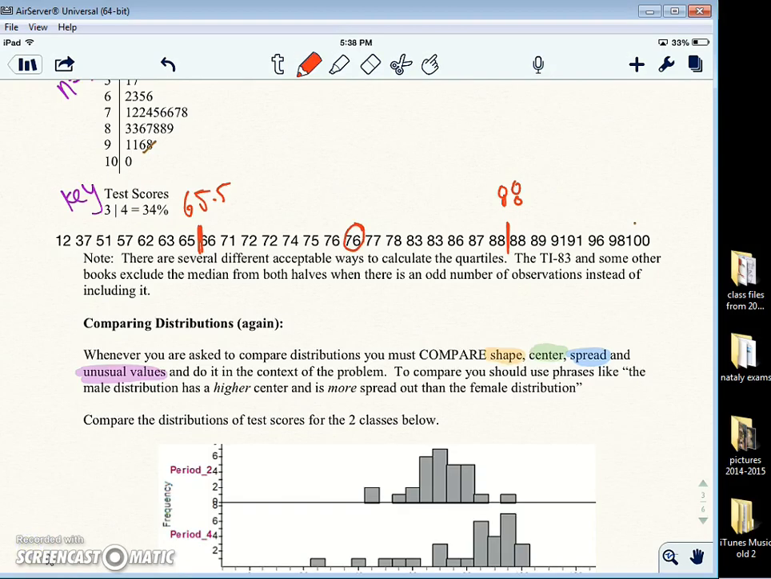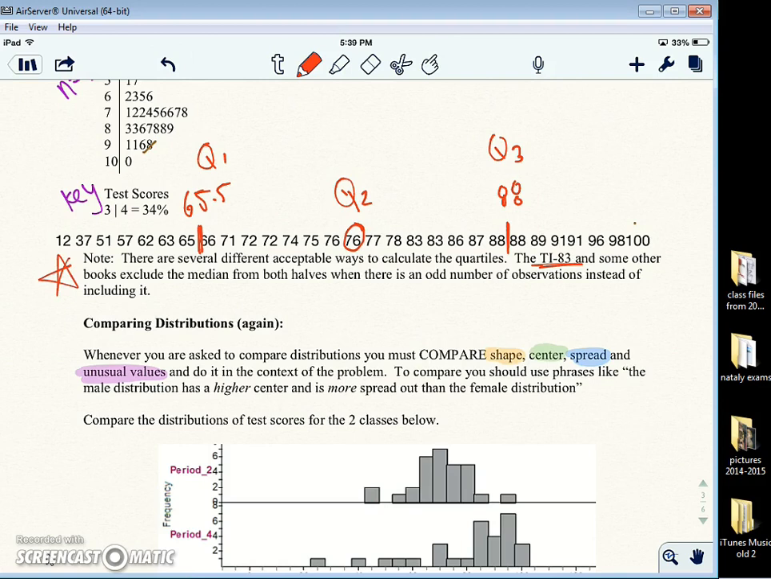Okay, I actually paused it, and you may notice that my numbers are now smaller. I had missed a few over here, so I corrected that. It shouldn't affect your notes because we only dealt with over here. Okay, so we still have Q1, or quartile 1 of 65.5, a median, or Q2, of 76, and quartile 3 of 88. Okay, and again, note there are several different acceptable ways to calculate the quartiles, but we will exclude the median from both halves when there's an odd number of observations.